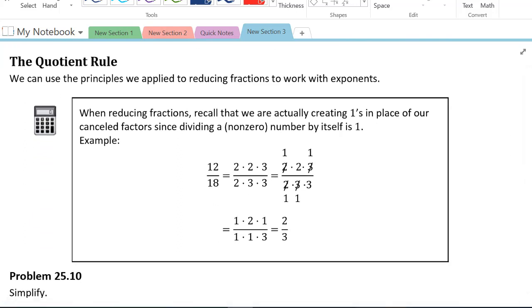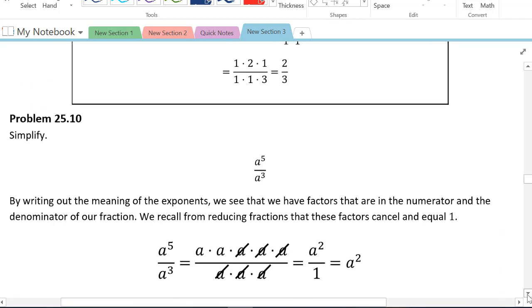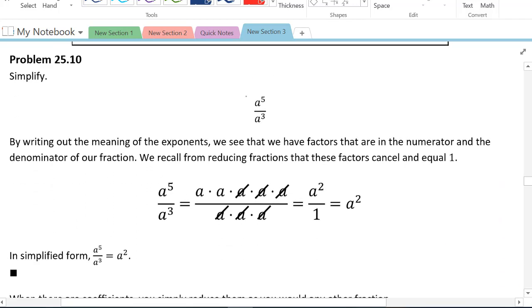All right, so next thing we're going to talk about is the quotient rule. So remember, if we're multiplying with the same bases, we add their powers, right? Now, if we're dividing with the same bases, we subtract their powers. So in this situation, you see how a to the 5 and a to the third, same base, right? So same base, we just subtract the powers. So it's a to the 5 minus 3, which is going to be a to the second. Okay, we subtract.